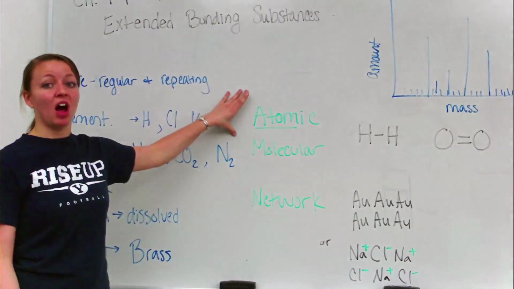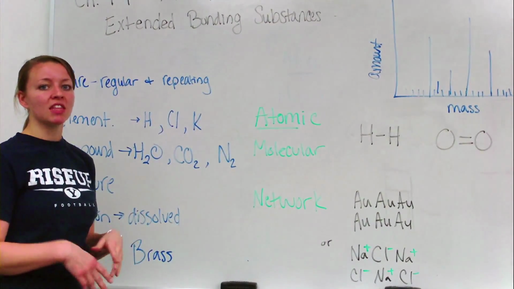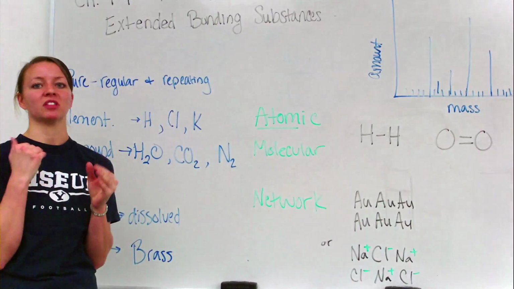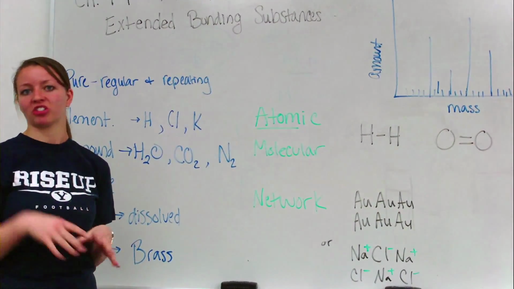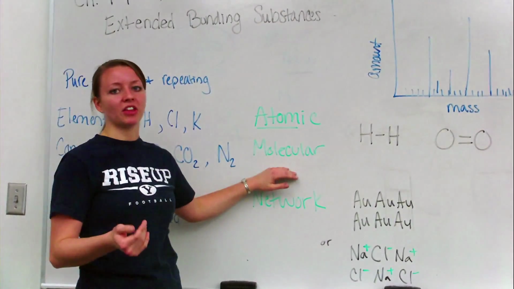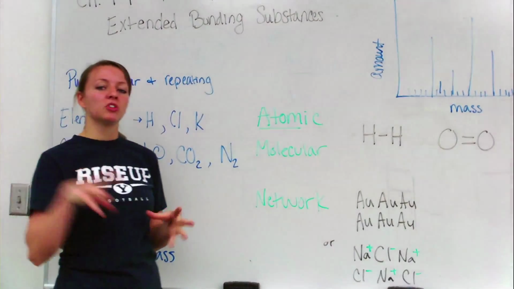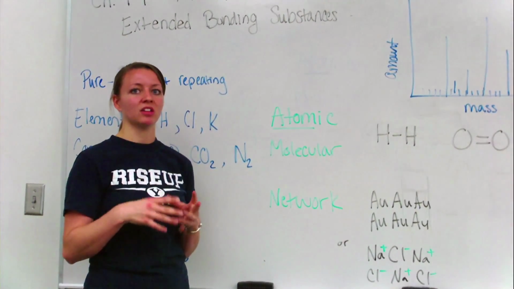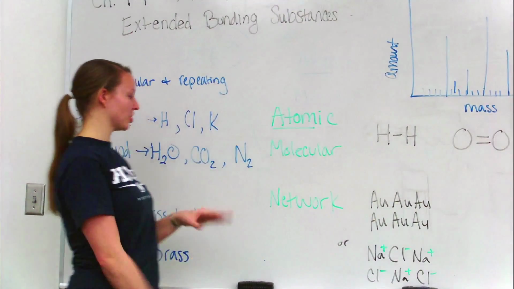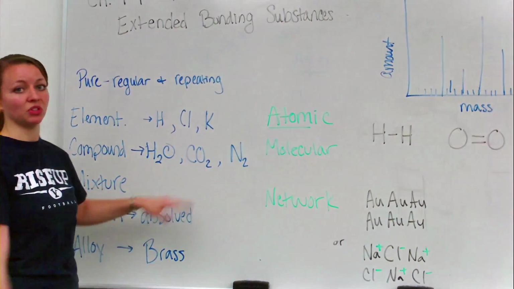The other thing to know is atomic matter. This is along the lines of your elements. So anything that has a whole bunch of atoms of the same element. So hydrogen, oxygen, fluorine, it's all one element. Molecular, on the other hand, goes along with your compounds. This is when I have 2 or more elements combined to form a molecular structure. So water is H2O, carbon dioxide is CO2.